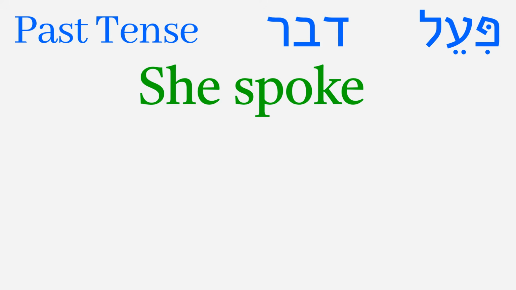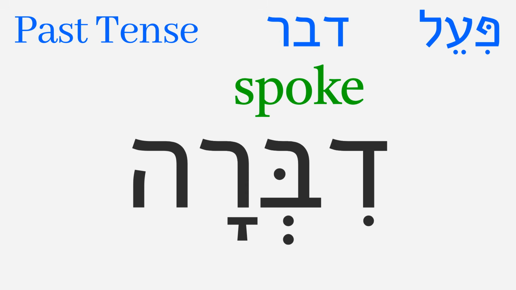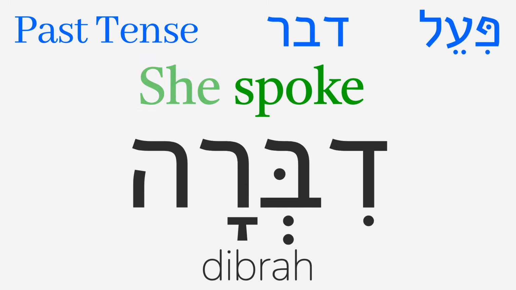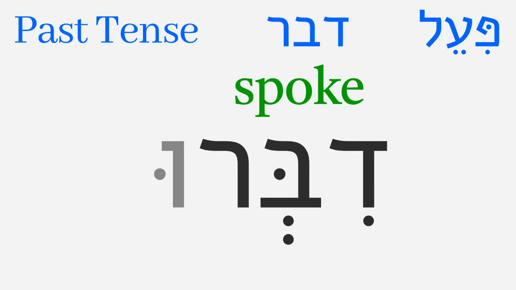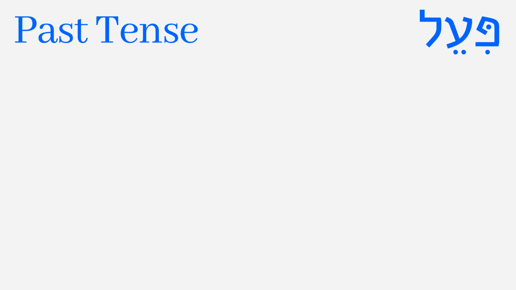The only forms that don't have the patach on the second root letter are the he, she form, and the heim and hein, they form. These forms take diber, he spoke, and change the tzere to a shva before adding a to make dibra, she spoke, and u to make dibru, they spoke. All these forms are regular Piel past tense verbs.